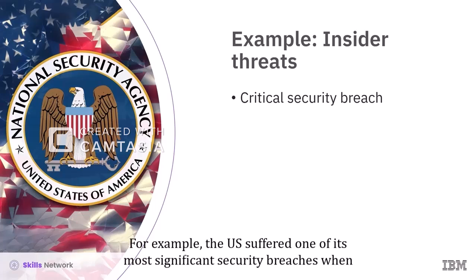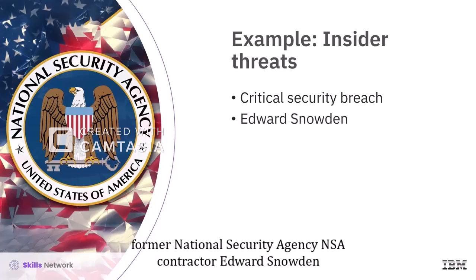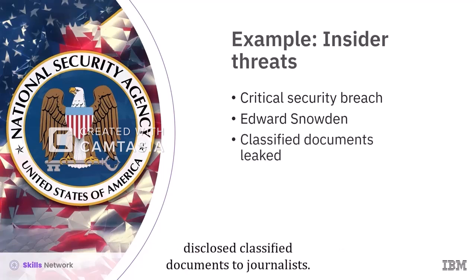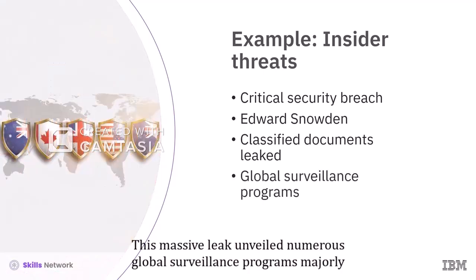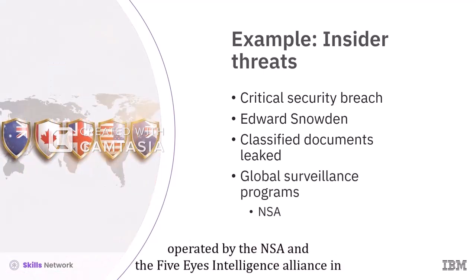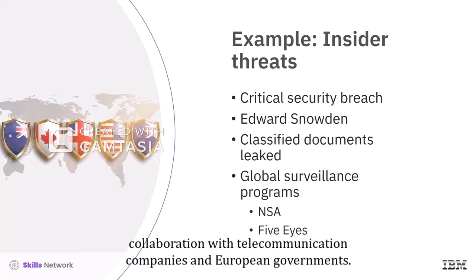For example, the U.S. suffered one of its most significant security breaches when former National Security Agency (NSA) contractor Edward Snowden disclosed classified documents to journalists. This massive leak unveiled numerous global surveillance programs, majorly operated by the NSA and the Five Eyes Intelligence Alliance, in collaboration with telecommunication companies and European governments.